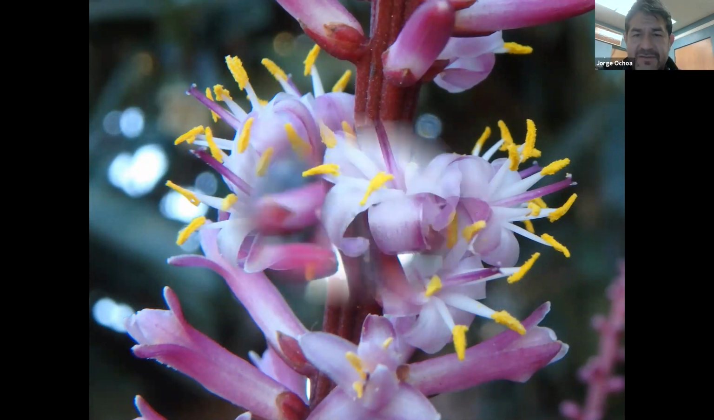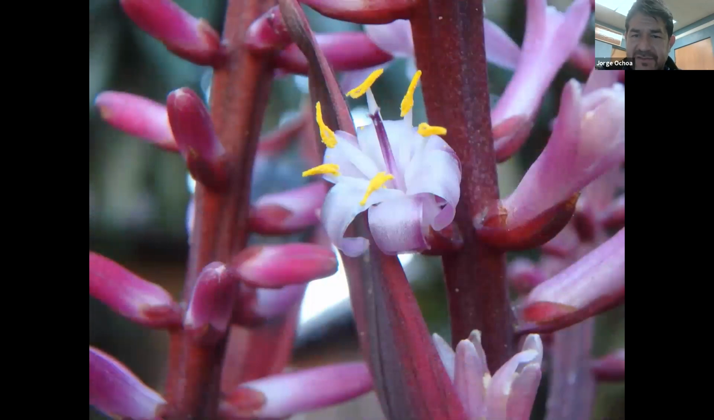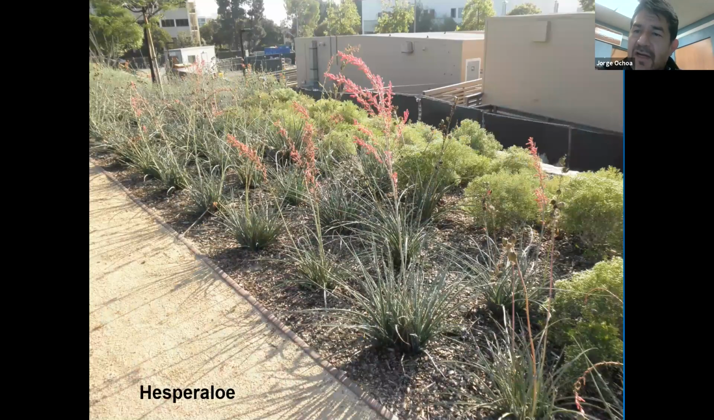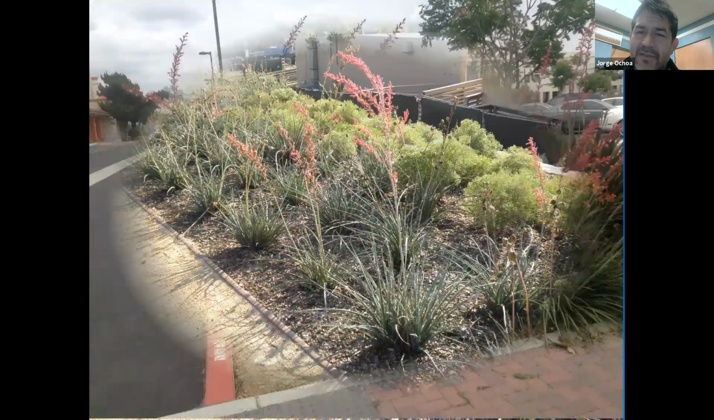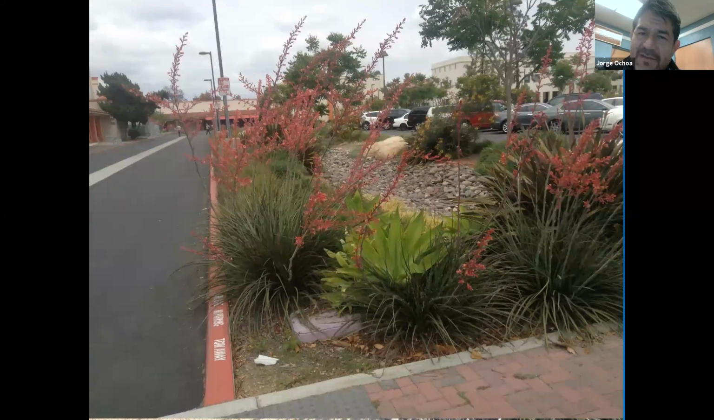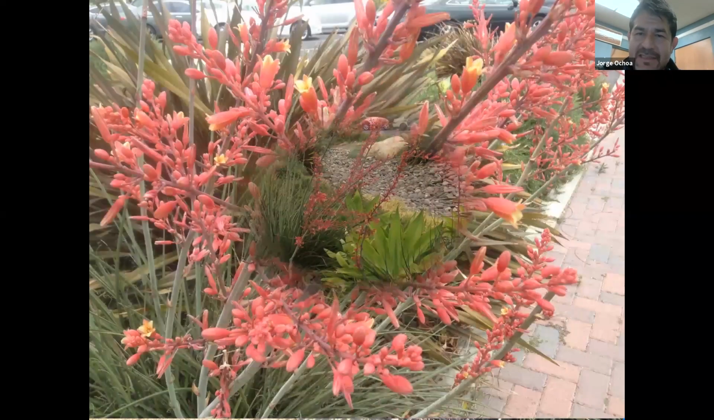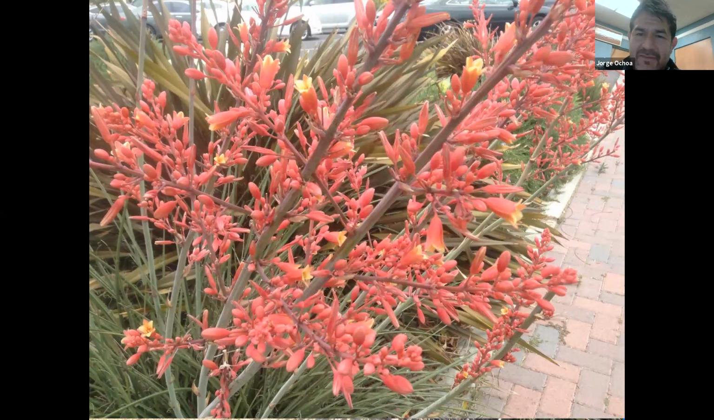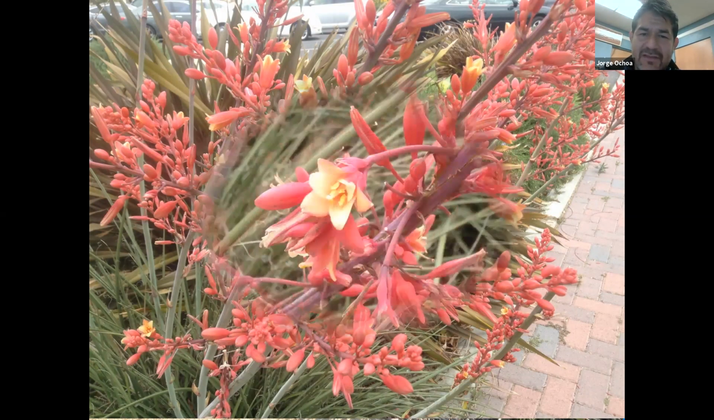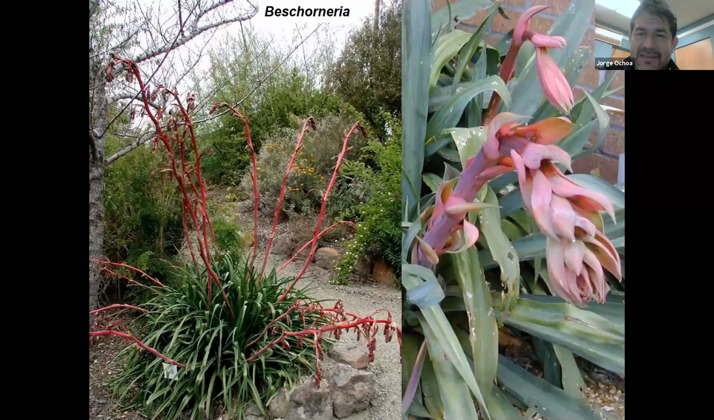So there's the flowers for these individuals. You can see them a little bit better. Or Hesperaloe, which is the red yucca that is also becoming very popular, or has become very popular in ornamental landscapes for the ability to tolerate drought. And so here it is used in the landscape.